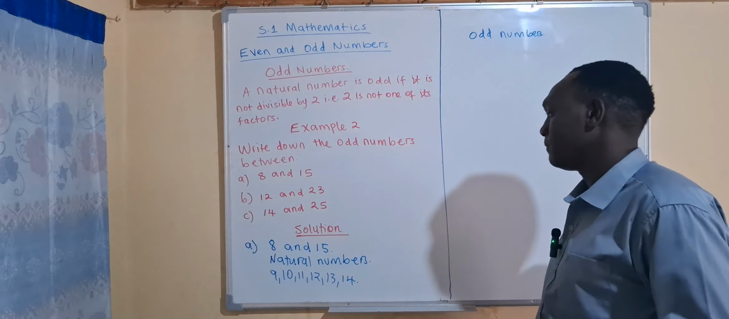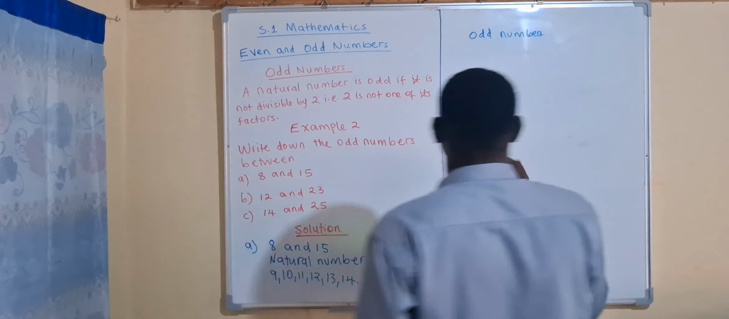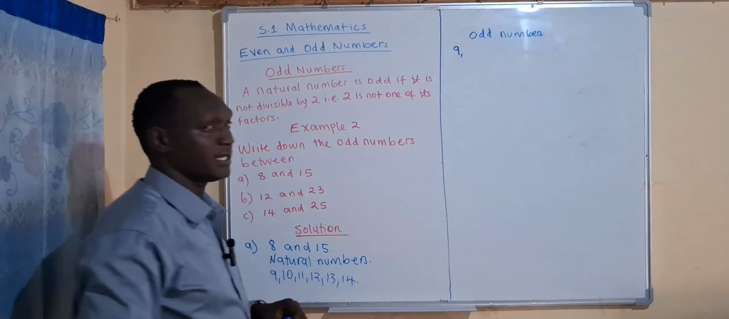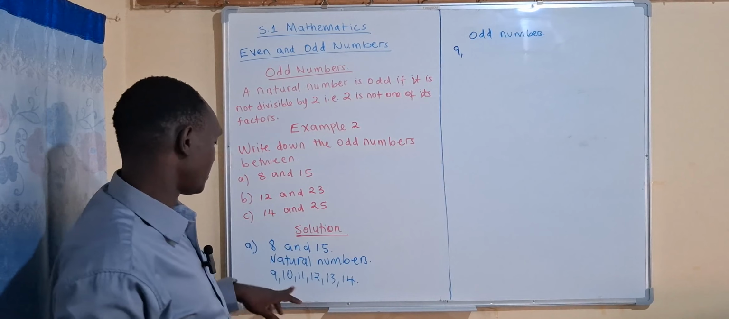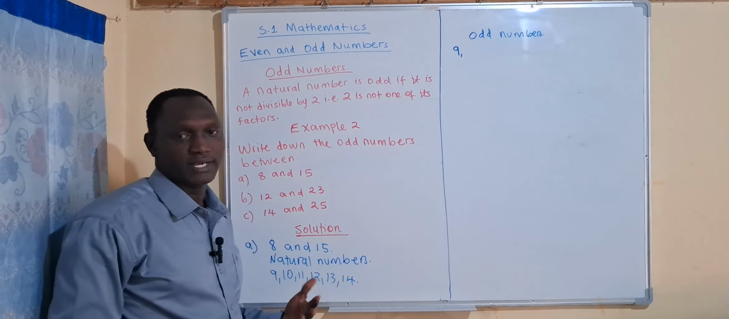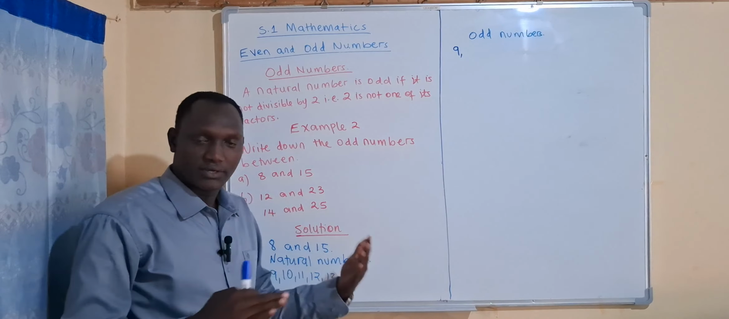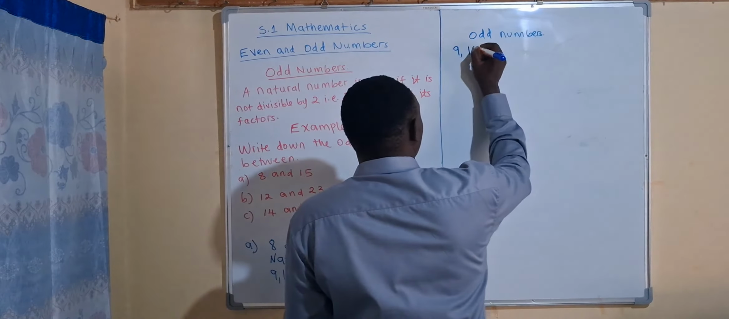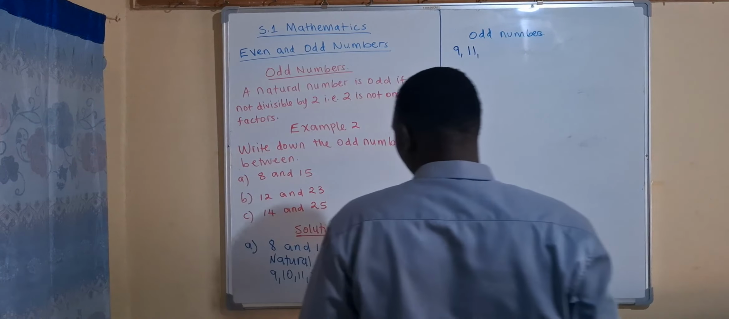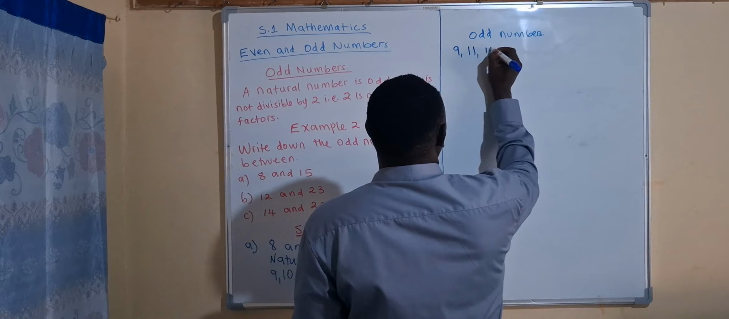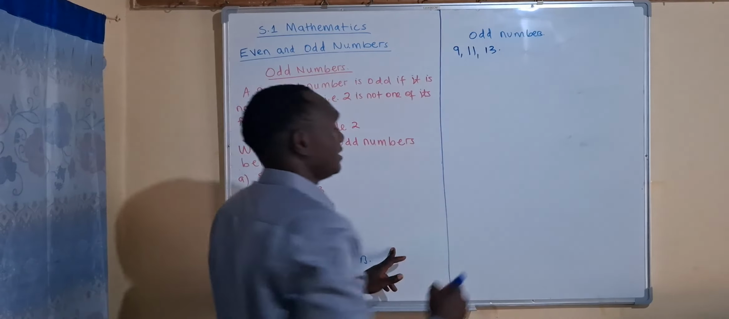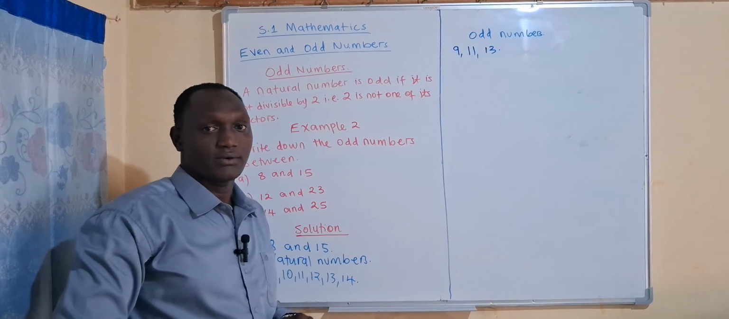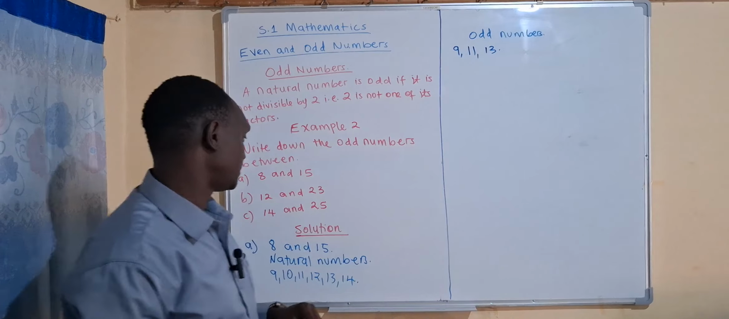So 9 divided by 2, we get 4, and the remainder is 1. Just because there is a remainder, 2 is not a factor of 9, and thus 9 is an odd number. What about 10? 10 divided by 2 we get 5, and the remainder is 0. Because there is no remainder, 10 is an even number. How about 11? 11 divided by 2 we get 5, and the remainder is 1. Therefore 11 is odd, 12 is even, 13 is odd, 14 is even. So between 8 and 15, we have only 3 odd numbers, that is 9, 11, and 13.